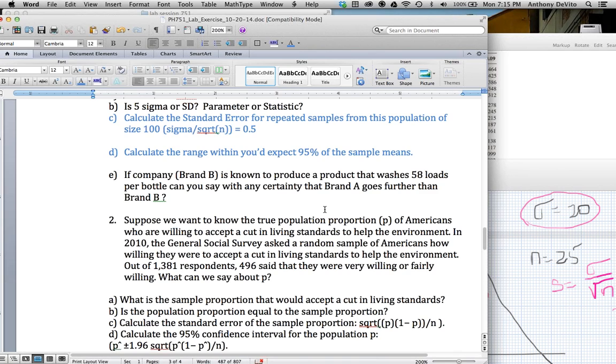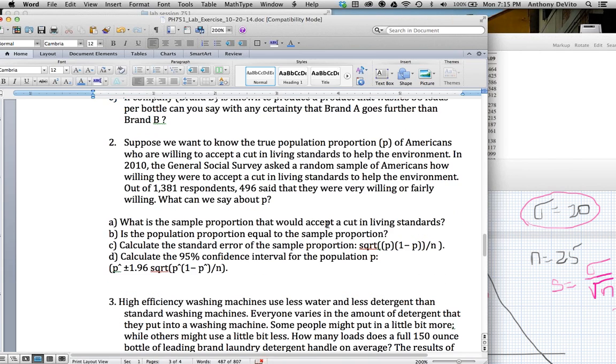Next week, we're going to get more into this idea of confidence intervals, calculating them more frequently. Okay, let's see what we've got next.